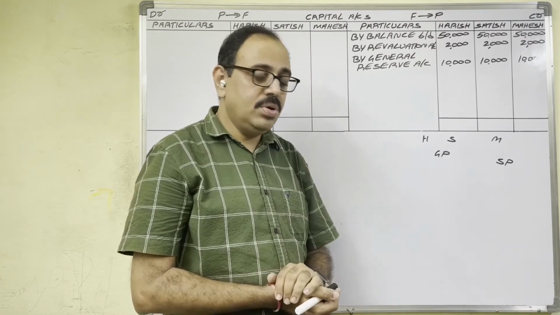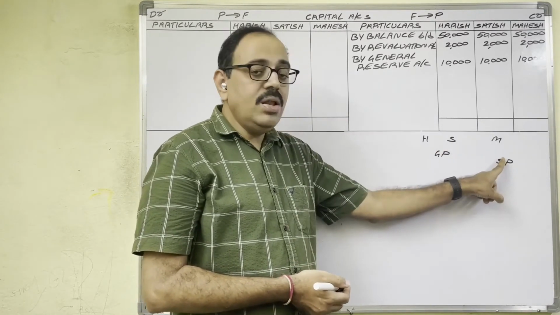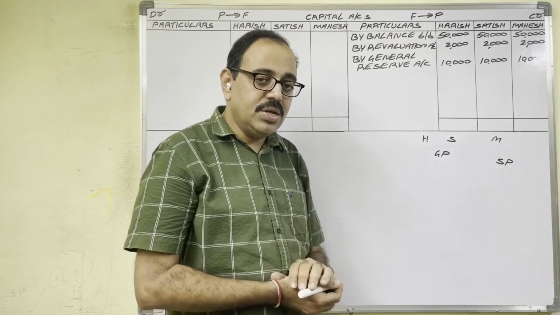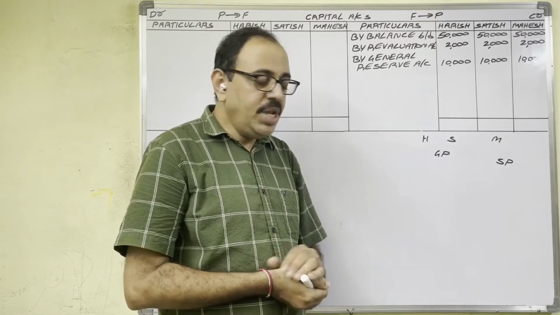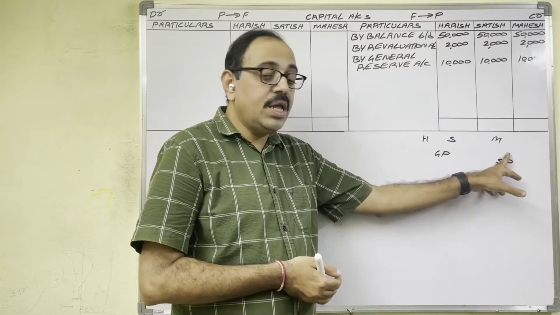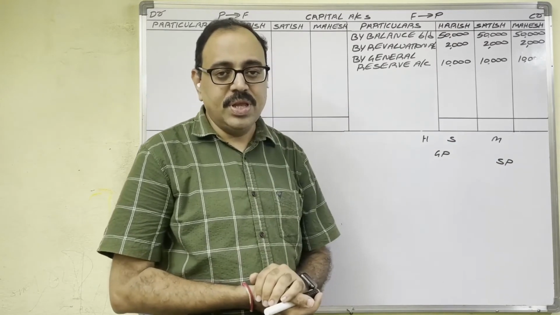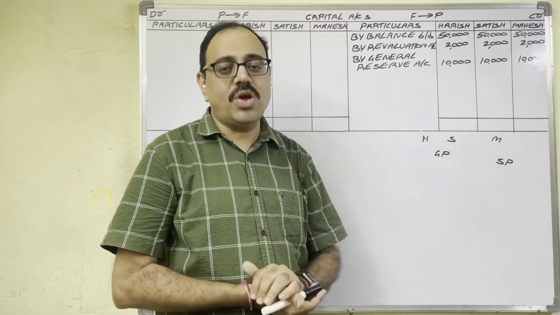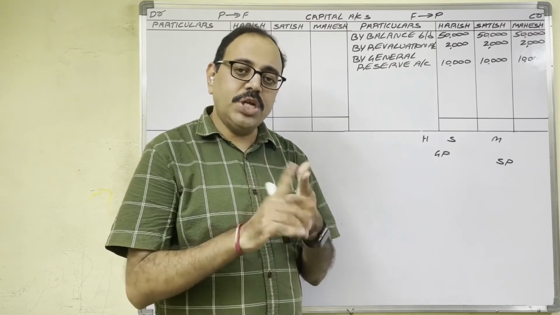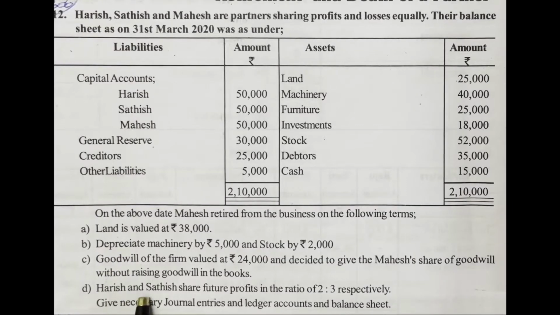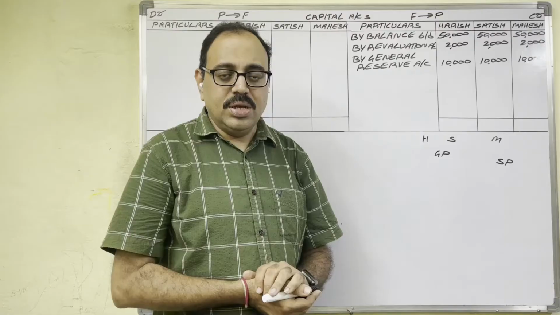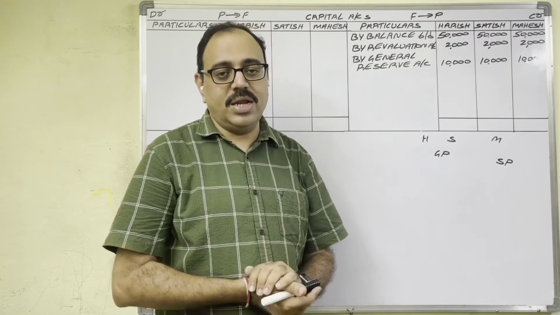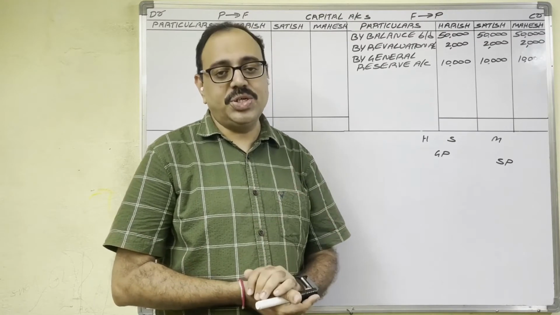In which ratio? Why are they paying goodwill? Because they are gaining Mahesh's share. So in whichever ratio they gain, in that ratio only they have to pay. Means goodwill they have to pay to the retiring partner in gaining ratio. In the question, gaining ratio is not given. Old ratio and new ratio are given. In the question, new ratio is given: Harish and Satish share future profits in the ratio of 2:3 respectively. Therefore, gaining ratio we have to calculate. Let us calculate the gaining ratio.